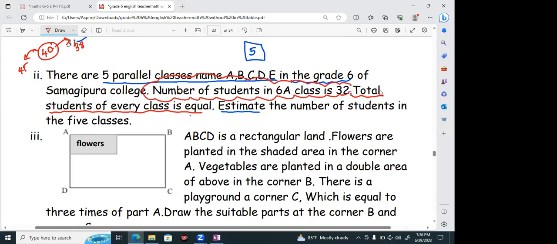Giving the number of students in one class means they have given the number of students in one unit. That means we can consider one class as one unit, no?